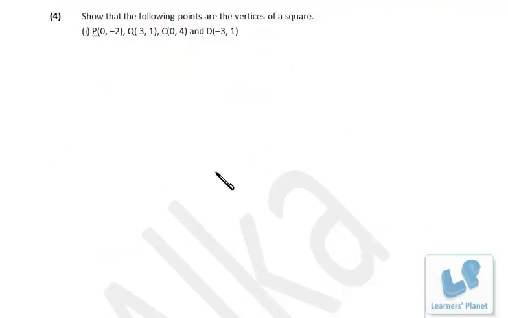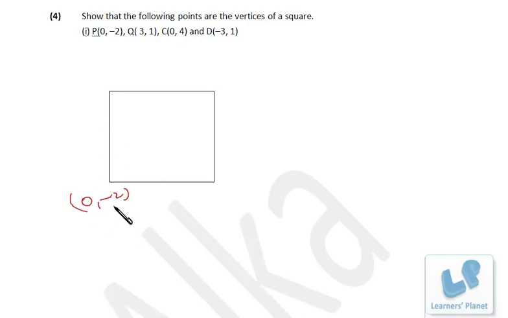Now let's try this problem. Show that the following points are vertices of a square. I draw a square. Now what are the basic properties of a square? I just note down the points over here: 0, minus 2, then 3, 1, 0, 4, and minus 3, 1.